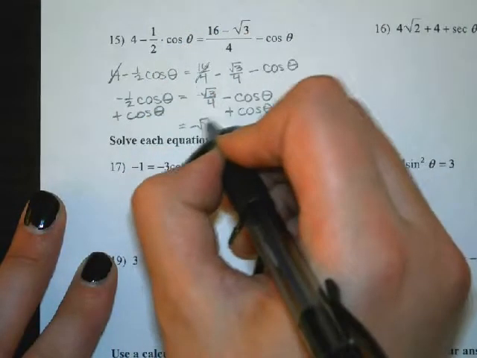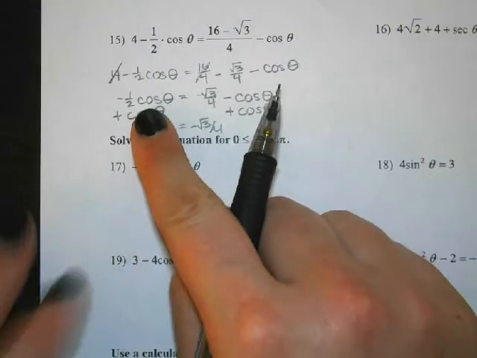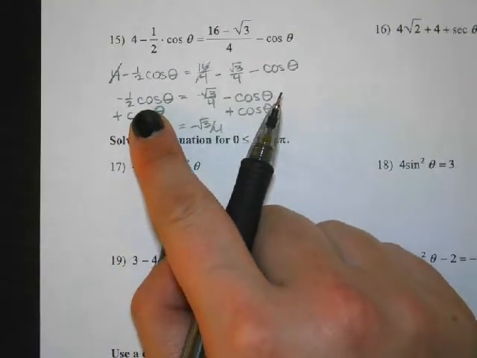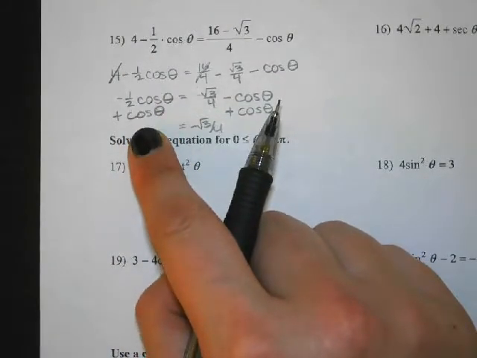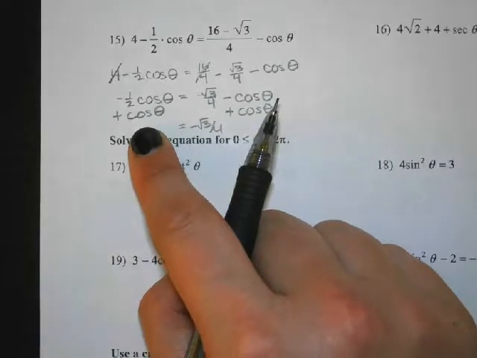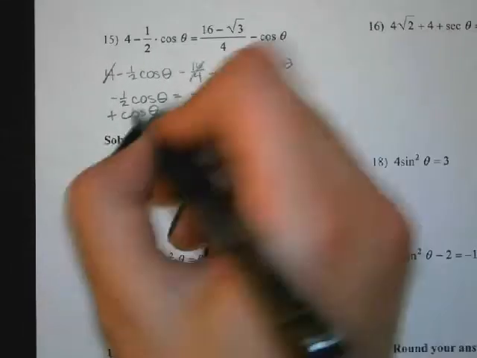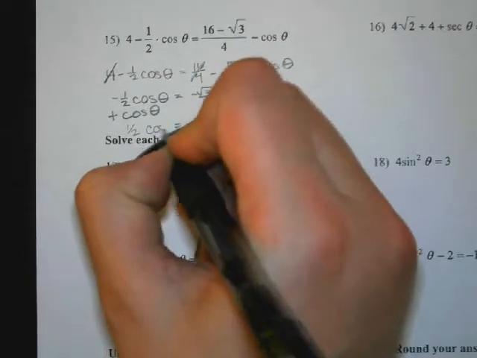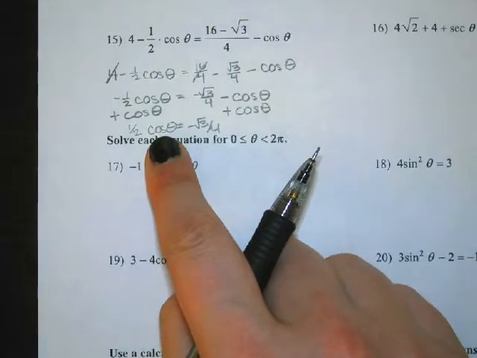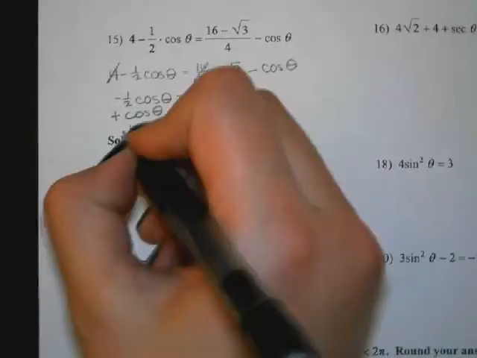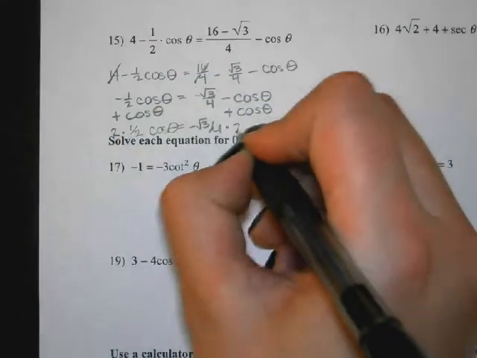So I've got -√3 over 4. If I had -1/2 of a cos and I added a whole cos to it, what do I get? I had -1/2 and I added a whole. I have a +1/2. So a +1/2 of a cos. So 1/2 cos theta equals -√3 over 4. How do I get rid of that 1/2? You could divide by 1/2, or what would be a little easier, you could multiply by 2. So I'm going to say multiply by 2, multiply by 2.